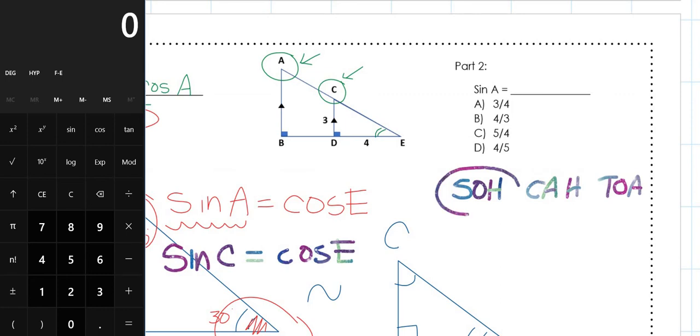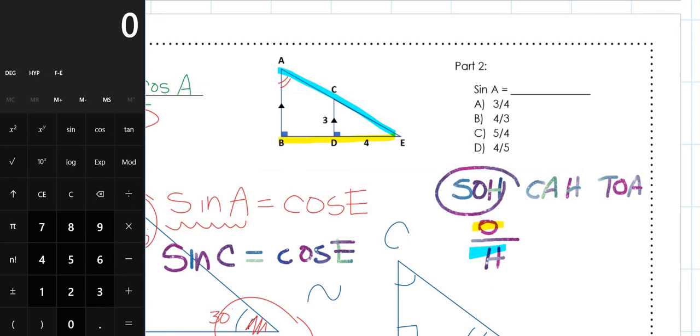And it's going to be the SOH, right, for sine. So that means opposite over hypotenuse. So I want the opposite over the hypotenuse. Now, here's my issue. Looking at my diagram, I'm going to clean it up a little bit. Looking at my diagram for angle A, I know that I'm not going to have enough information for the opposite side and the hypotenuse. Opposite to angle A would be the entire side length, BE, and I don't have that side length. And then the hypotenuse would be all of AE, and I don't have all of AE. So I'm not going to be able to talk about angle A.